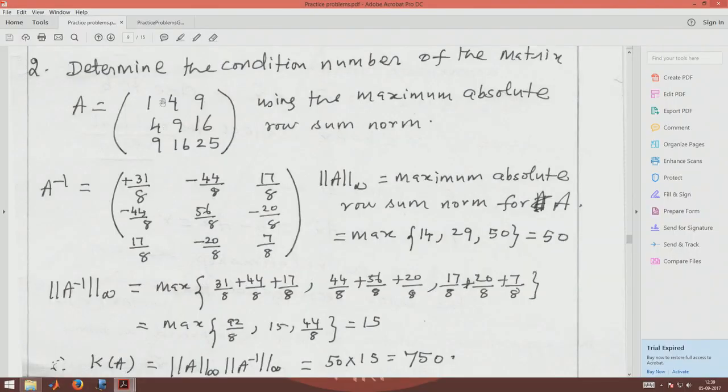And now, you compute norm A infinity. What is it? It is maximum absolute row sum norm for A. So, it is the maximum of sum of the entries in each of these rows after taking the absolute values, and that turns out to be maximum of 14, 29 and 50, and that is 50. Now, compute norm A inverse infinity.